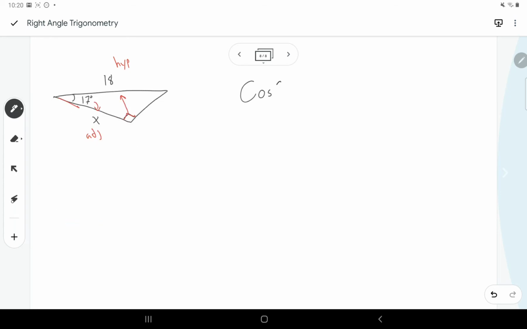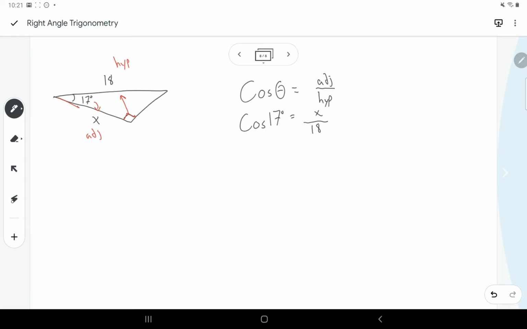So cosine of theta equals the adjacent over the hypotenuse. And we start plugging in values here. So cosine of, not 54, that was the last question, 17 degrees, there we go, equals the adjacent, x over the hypotenuse, 18.